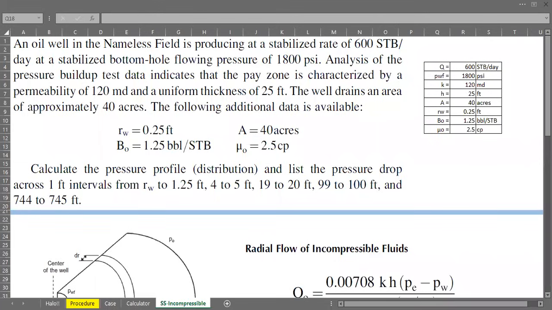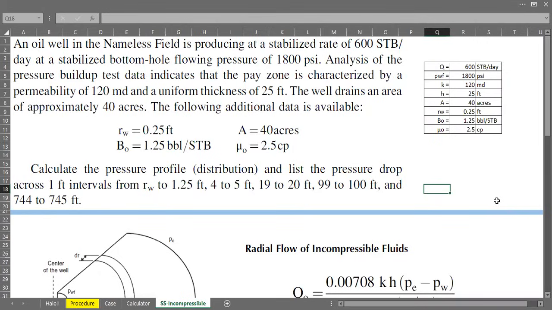Hello everyone. Now we will continue our Q&A session, and today's topic is about fluid flow through porous media. Especially it's about steady state flow for incompressible fluid. Okay, so this is our case.